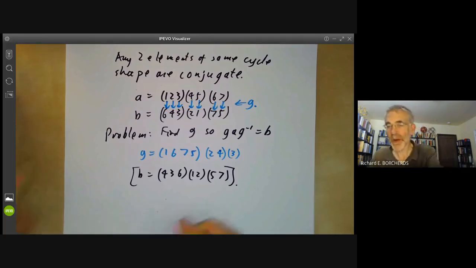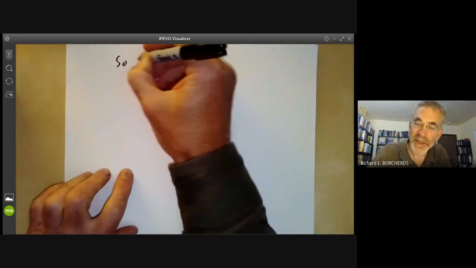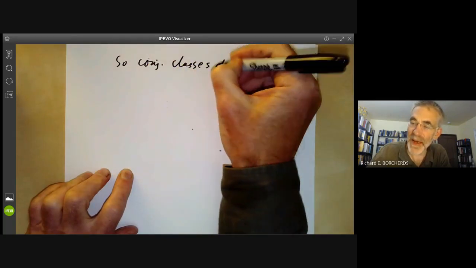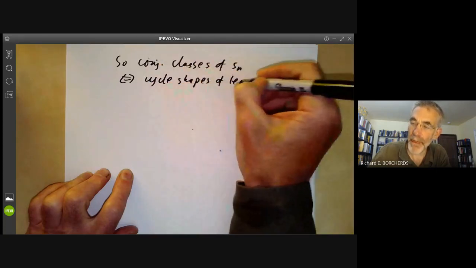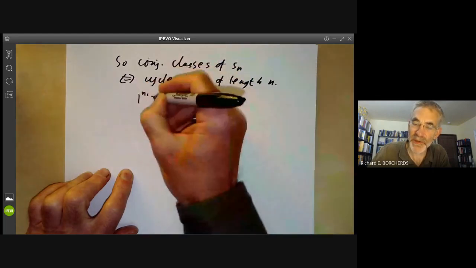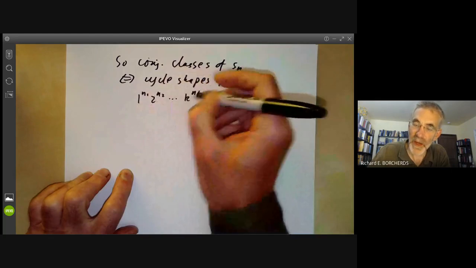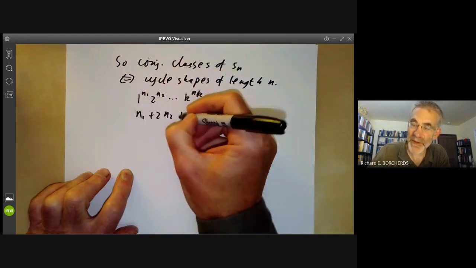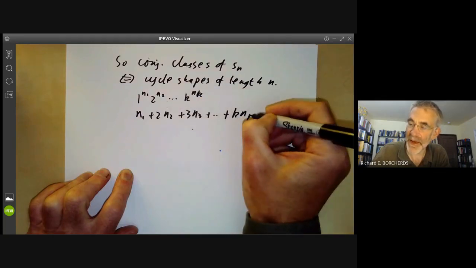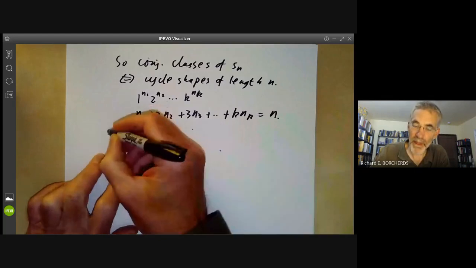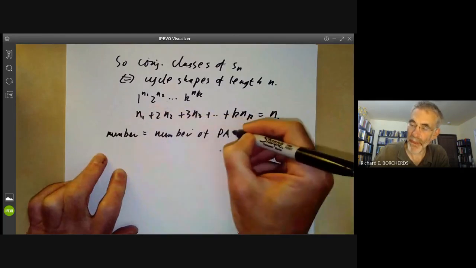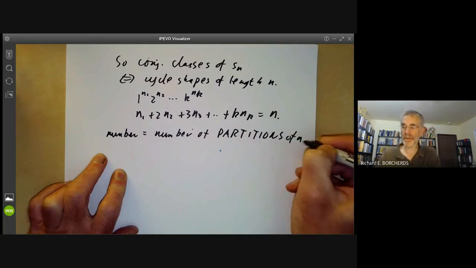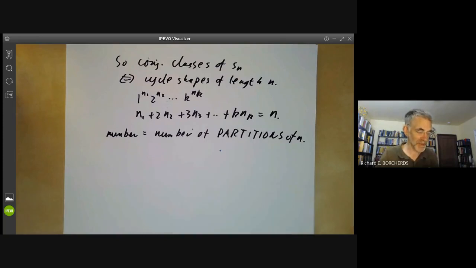So, for example, we can now work out the conjugacy classes of any symmetric group. The conjugacy classes of S_n just correspond to cycle shapes of length n. In other words, we want 1^n1, 2^n2, ..., k^nk, with n1 plus 2 n2 plus 3 n3 plus ... plus k nk equals n. And if you think about it, this is just the number of partitions of n, because this is just the number of ways of writing n as a sum of small integers.